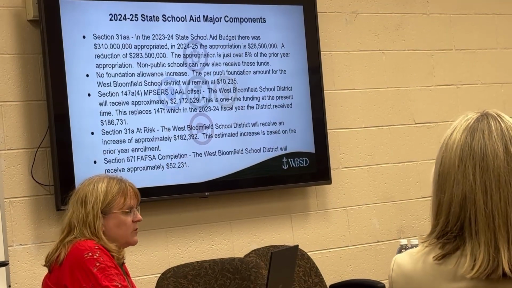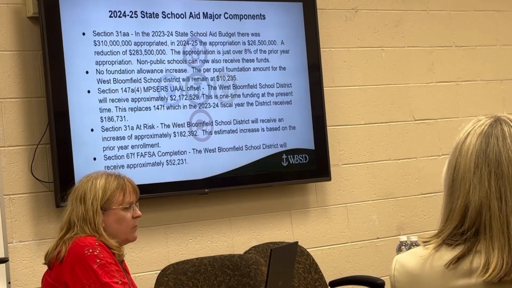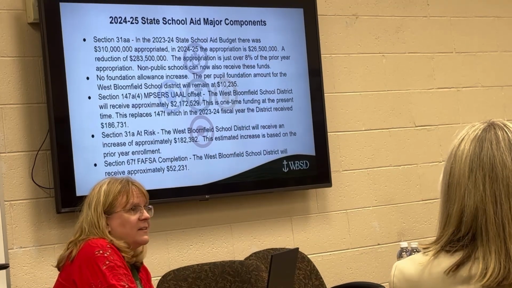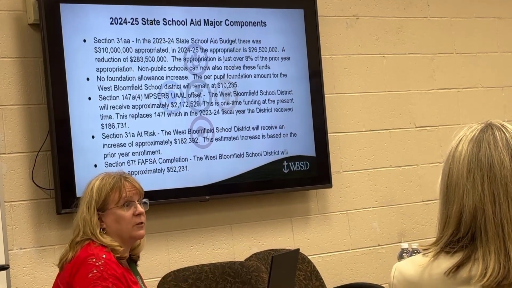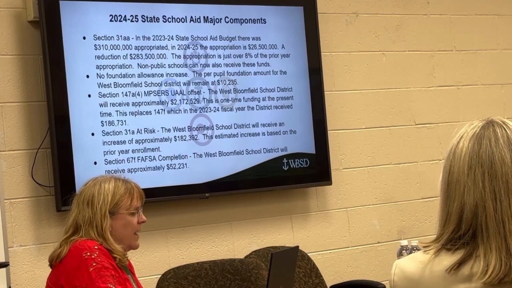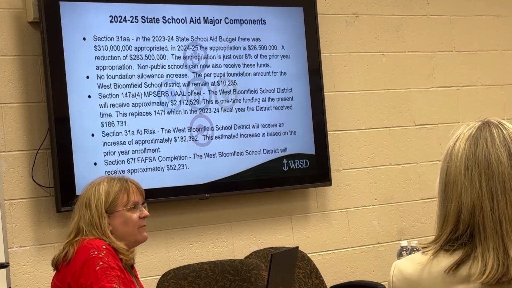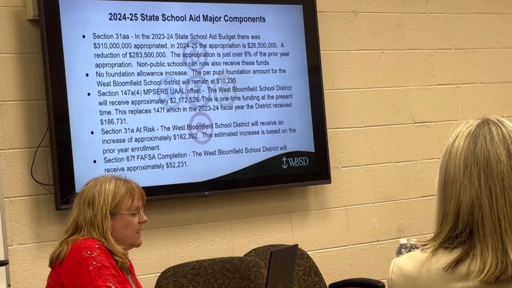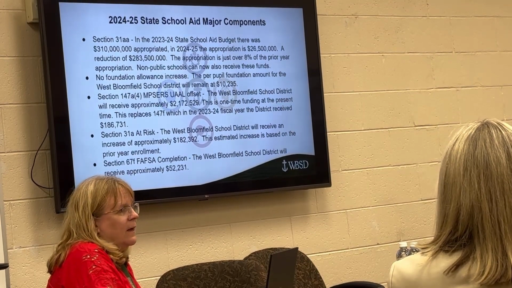Section 31A, our at-risk funding, it looks like we're gonna receive an increase of about 182,000. But this estimate is based on last year's enrollment. These are just numbers they're giving us; they haven't factored in what our enrollment will be yet. And then they have added some smaller grants, which I did not include here. But there's 67F, which is a FAFSA completion grant.